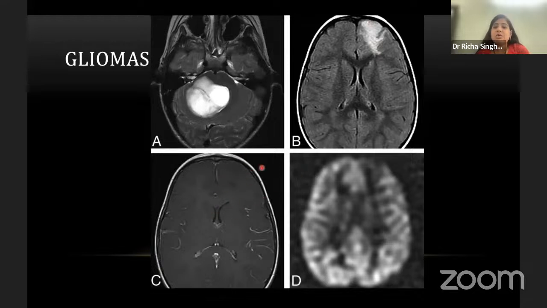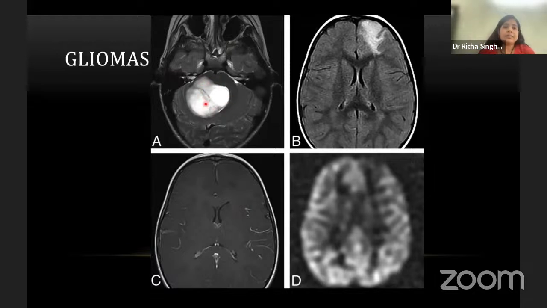There is no enhancement on contrast, and this is ASL, that is arterial spin labeling, which is a type of perfusion MRI, and we can see there is no high perfusion within the tumor. The high perfusion will be seen as brightness on ASL, which is not seen. So this is an example of angiocentric glioma.